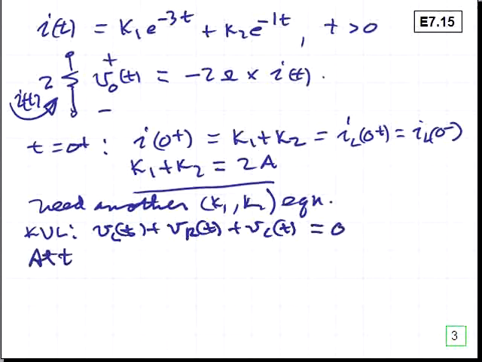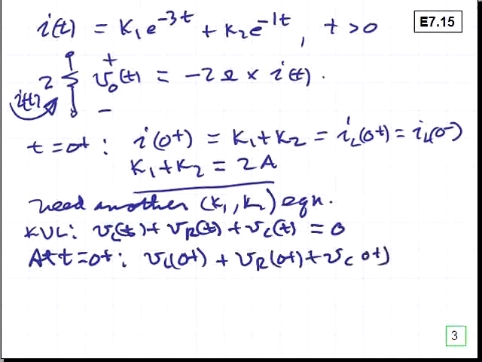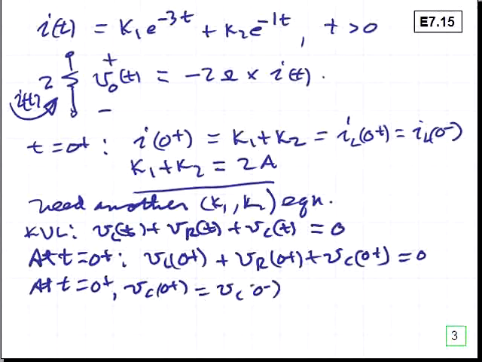At t equals 0 plus, we have VL at 0 plus plus VR at 0 plus plus Vc at 0 plus is equal to 0. And we've said at t equals 0 plus Vc at 0 plus is equal to VC at 0 minus because of the continuity of the capacitor voltage, and that's equal to 0. So the VC at 0 plus drops out of this loop equation.